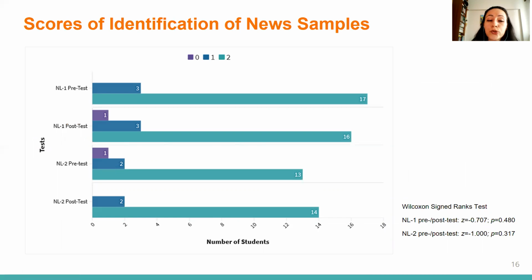Since there are 2 correct choices in this question, the maximum score that students can get from this question is 2. The rate of students marking the news samples correctly is high in both the pre and post tests. And students' achievements didn't show a significant change in the pre and post tests, and no statistically significant difference was observed between their scores.